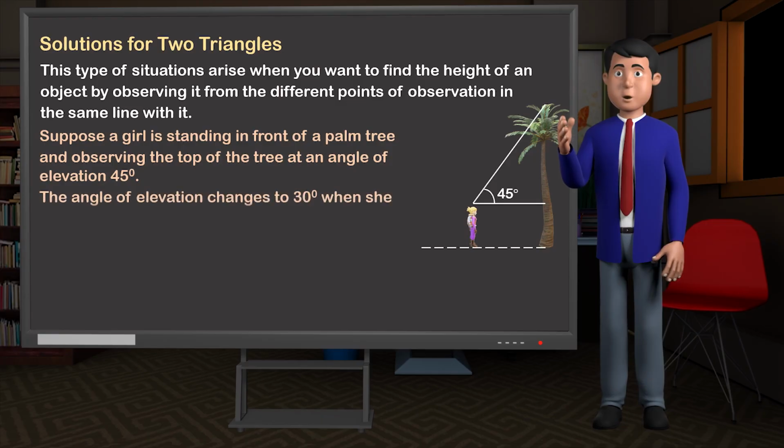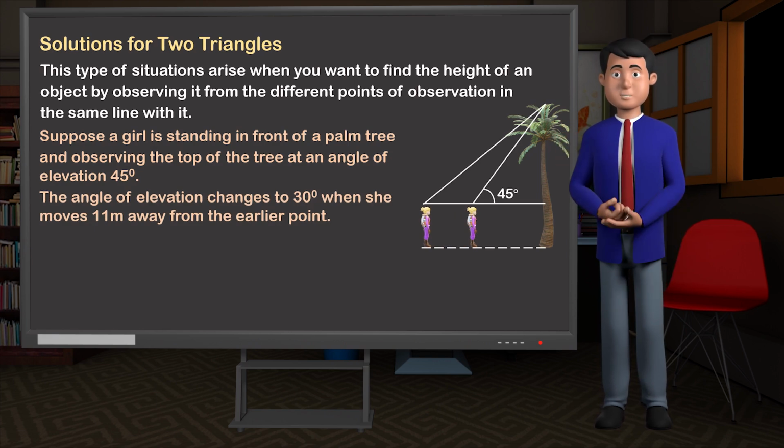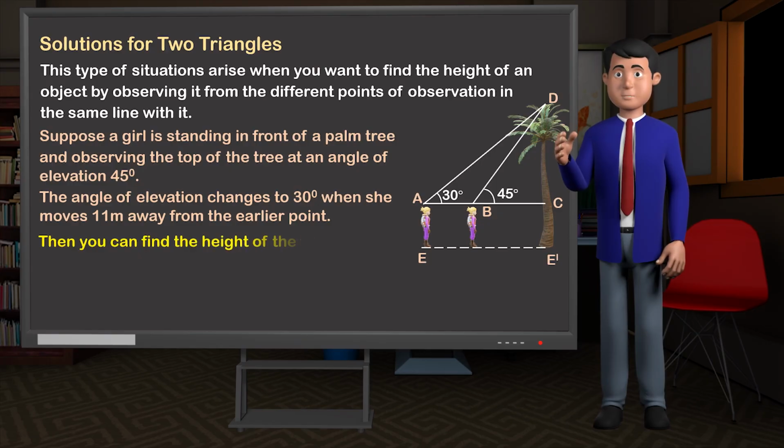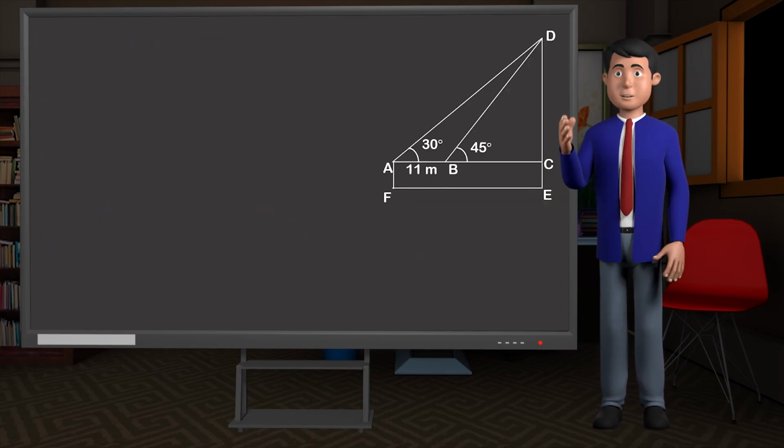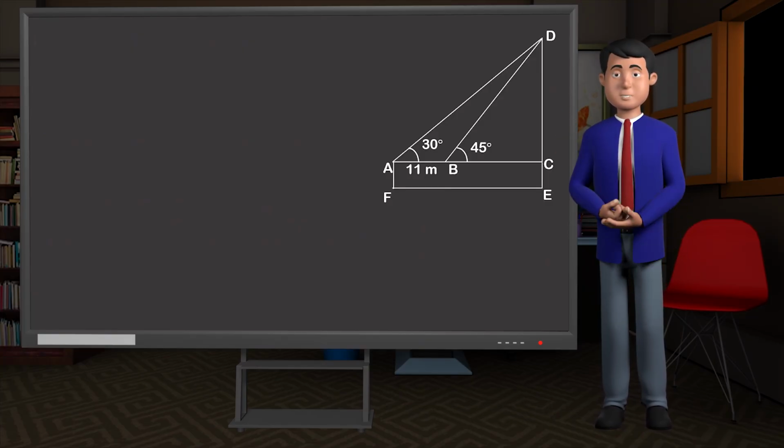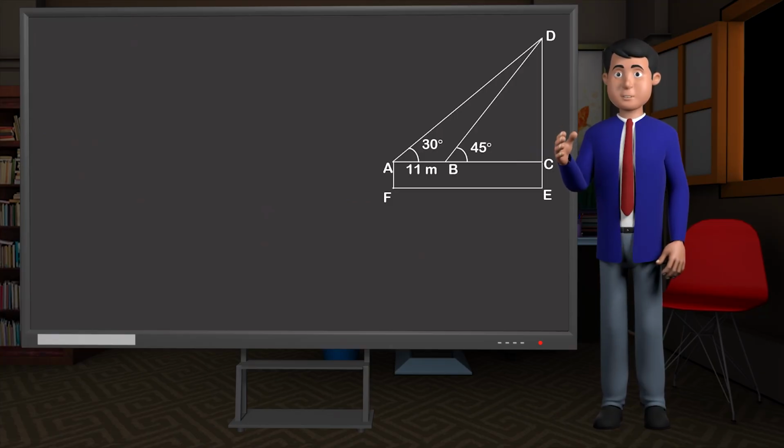The angle of elevation changes to 30 degrees when she moves 11 meters away from the earlier point. Then you can find the height of the tree as follows. According to the given problem, a girl is standing in front of a palm tree. At this point, the angle of elevation is 45 degrees. When she moved 11 meters away, the angle of elevation changed to 30 degrees.